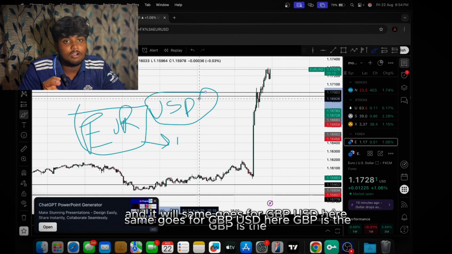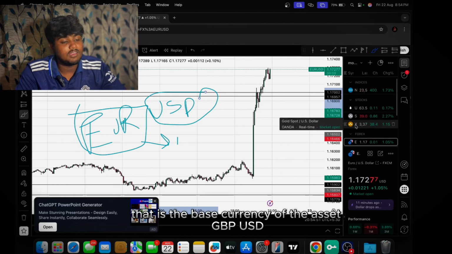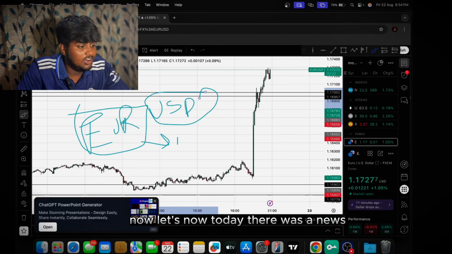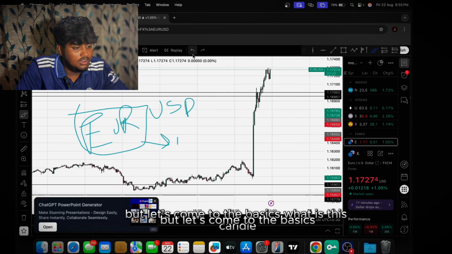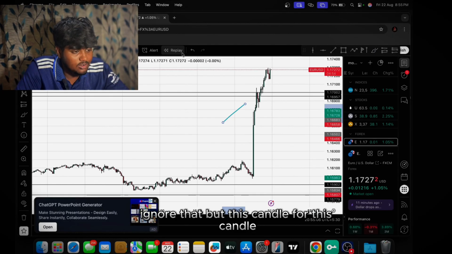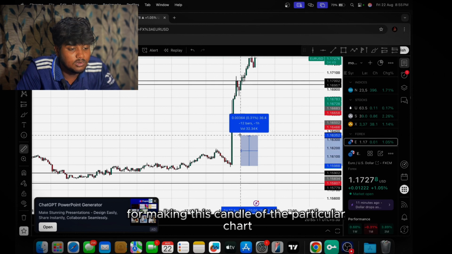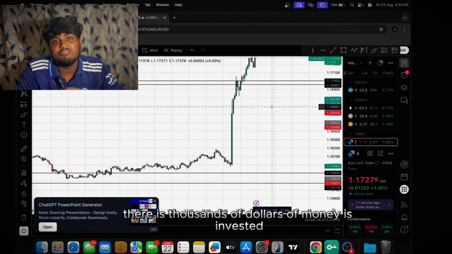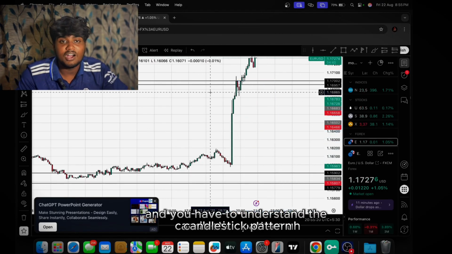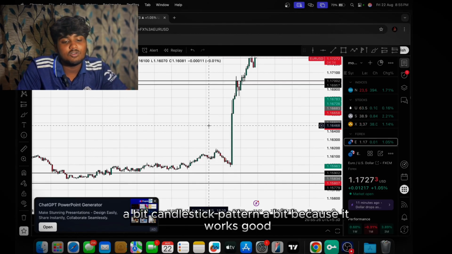If you think about GBP/USD, GBP is the Great Britain pound, which is the base currency of the asset GBP/USD. Today there was news, so you can see this big momentum, but let's come to the basics. What is this candle? You can see this is the news candle. Ignore that. But for making this candle on the chart, thousands of dollars of money are invested at a particular time to create this kind of candle. And you have to understand candlestick patterns a bit, because it works well.